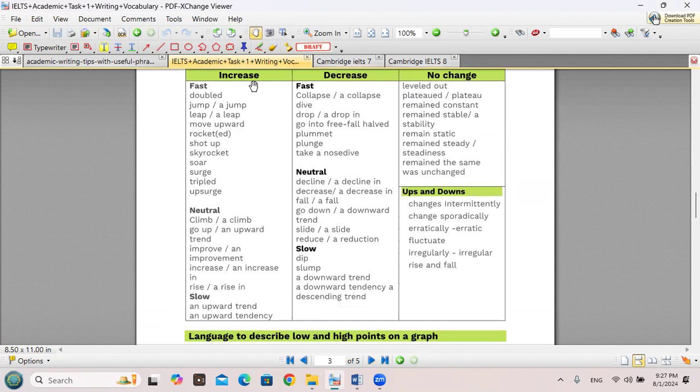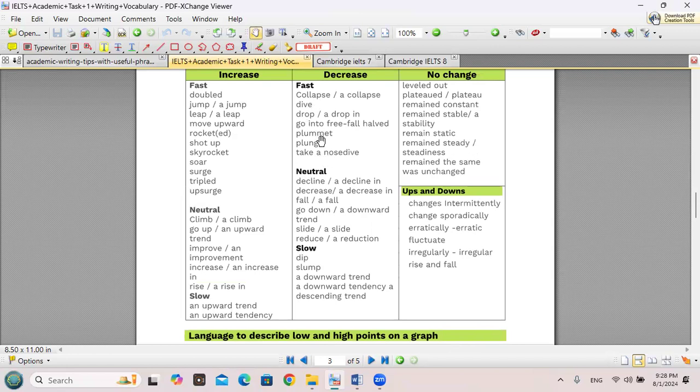For example, if the increase is fast, you can say "doubled," "jumped," "leaped," "rocketed," or "skyrocketed." We use "skyrocketed" if we had a very sharp increase. I remember once in IELTS exams, they used it to refer to the increase in the prices of medicines. They said the prices of medicine skyrocketed over the year. "Soar," "surge," "tripled," "upsurge" refer to a very fast increase. For a very fast decrease, you can say "collapsed," "had a collapse," "dived," "dove," "dropped," "plummeted," "plunged," or "took a nosedive."